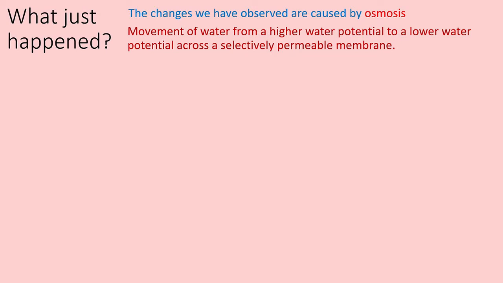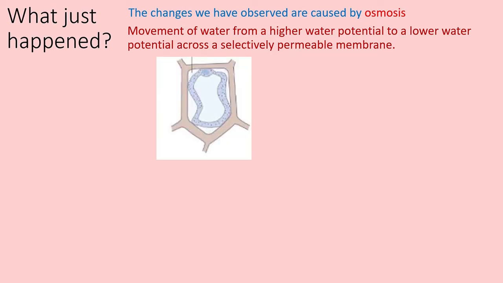So at A level, osmosis is the movement of water from a high water potential to a low water potential across a selectively permeable membrane. So how does that relate to what you have just been looking at? Well, this is a plant cell, and this is going to represent the onion cells that you've just been looking at.